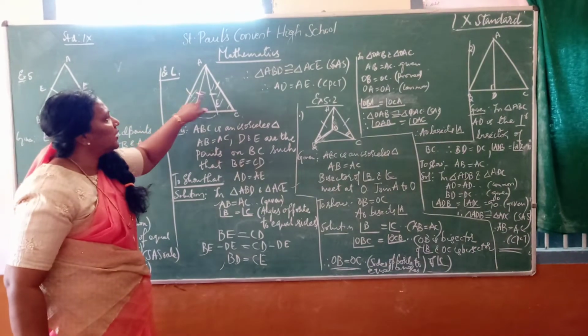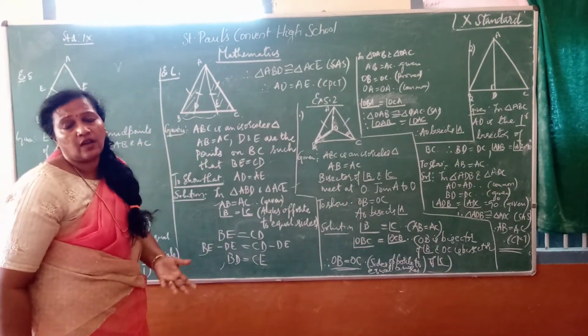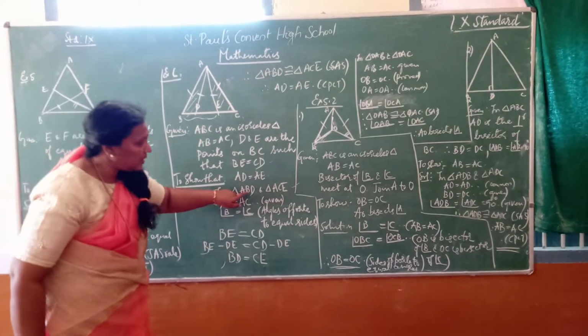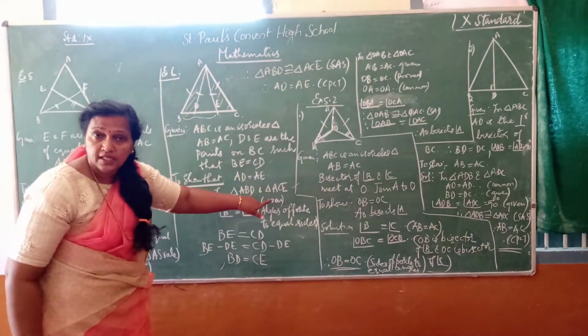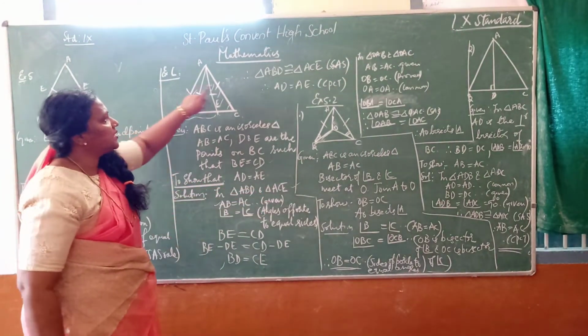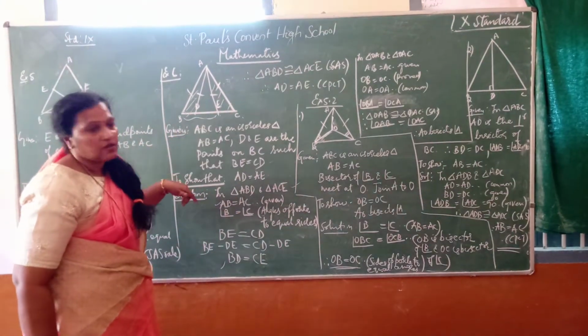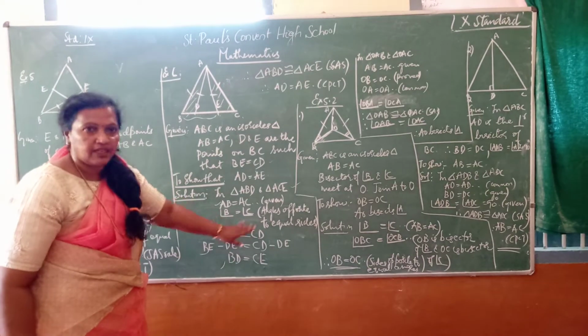To show that, you have to take the two triangles and say they are congruent. So to say that they are congruent, first you have to mention the triangles. Which are the two triangles you are taking? Then AB is equal to AC, it's already given. Angle B is equal to angle C because angles opposite to equal sides are equal.